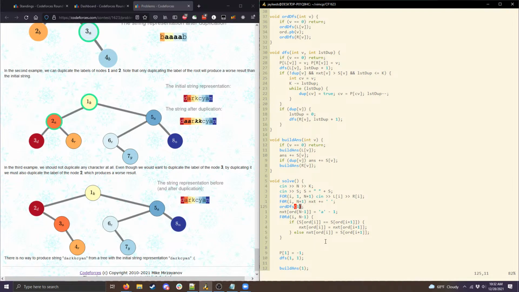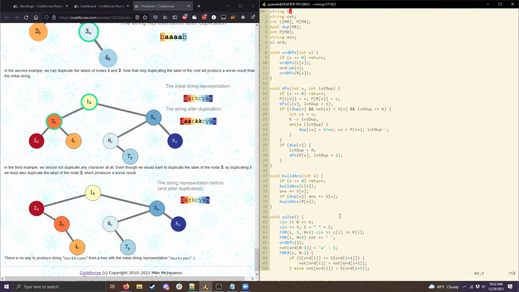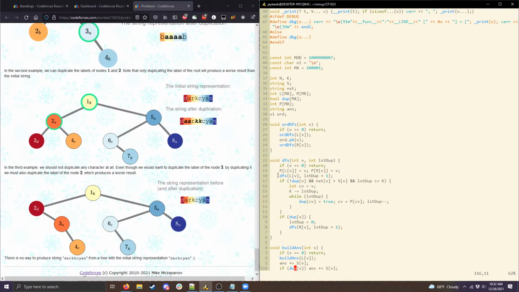Then I have my main DFS function, and this is where I decide which characters we're going to duplicate. DFS takes the current vertex and then last dupe, which is essentially the number of characters since the last parent we duplicated. This is important because last dupe is the number of characters we would have to duplicate in order if we wanted to duplicate this character.